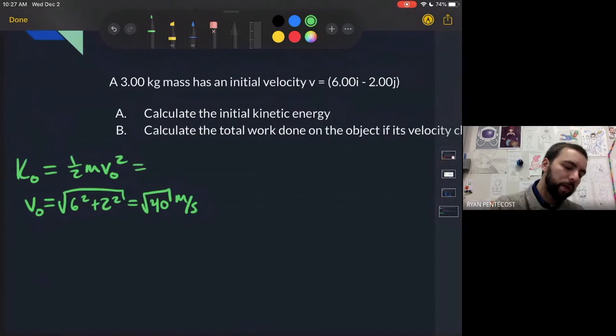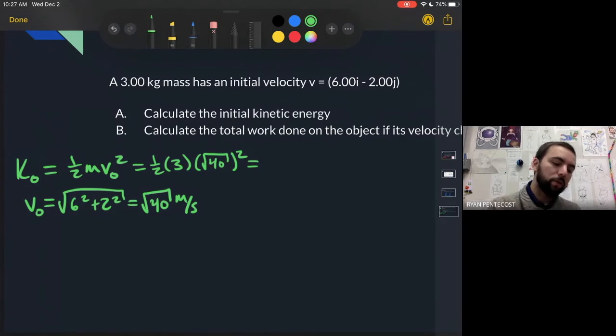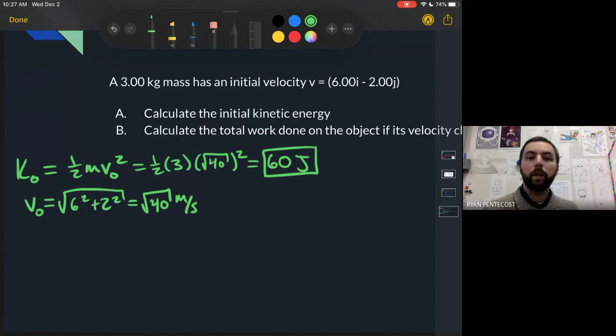So if we plug that in up here, we've got 1/2, 3 kilograms for the mass. Square root of 40 squared is just going to be 40, right? So you've got 3 times 40 is 120, divided by 2 is 60 joules. And remember, kinetic energy is in joules. Work, we've been using Newton meters, but those are interchangeable. Now, that's the initial kinetic energy.